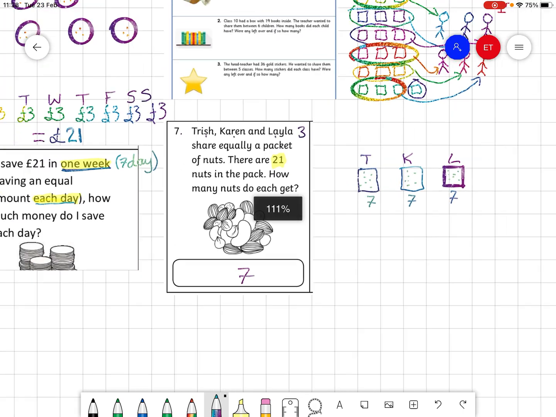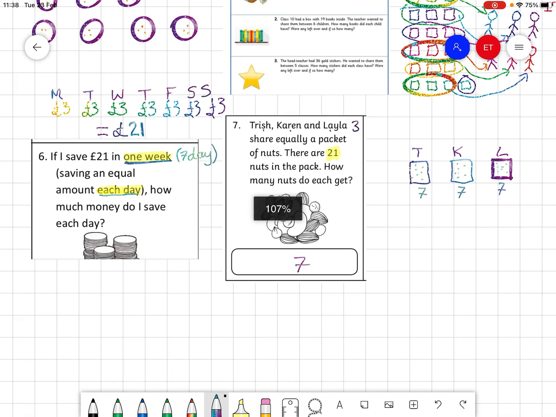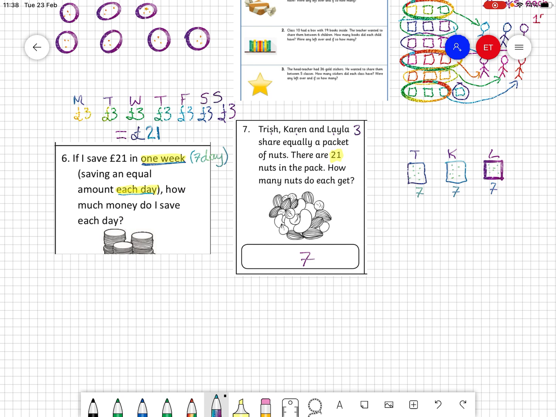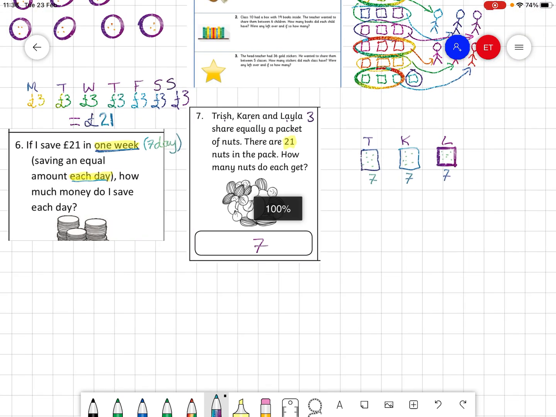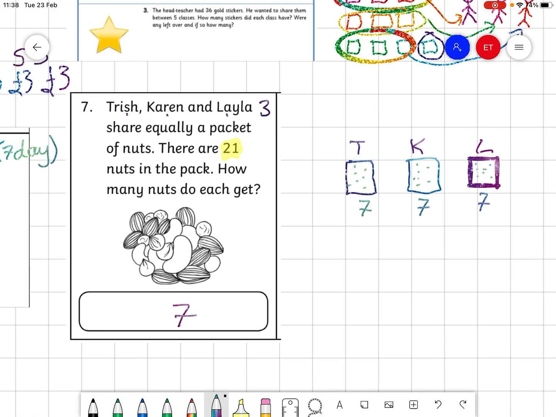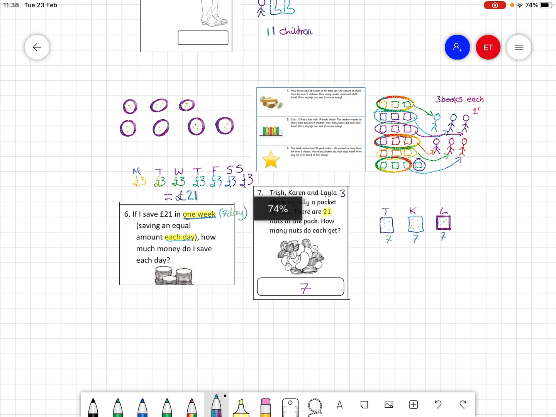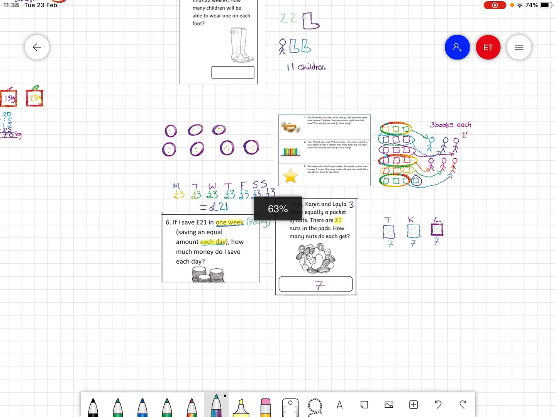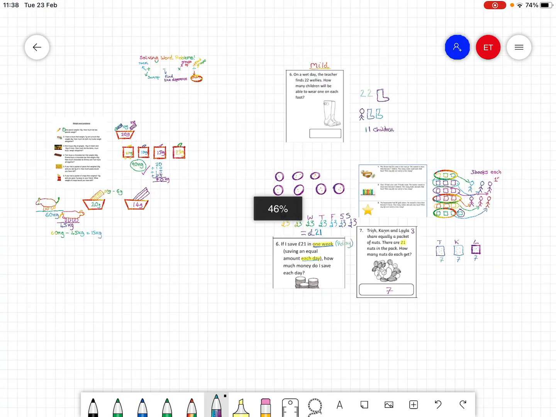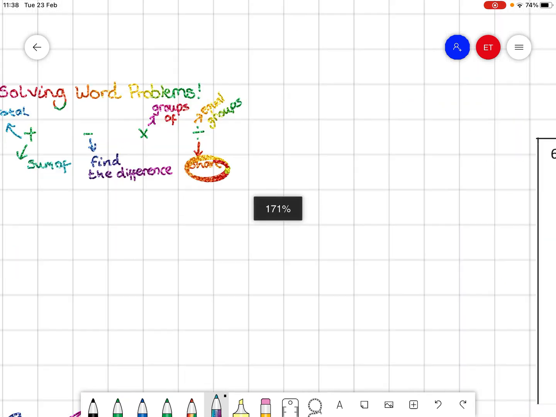Now, many of you may have made the connection, well, if 21 divided by 7 is 3, then 21 divided by 3 must equal 7, using your inverse there. So yes, these are all ways that you can solve word problems. So I'm just going to do a little recap.